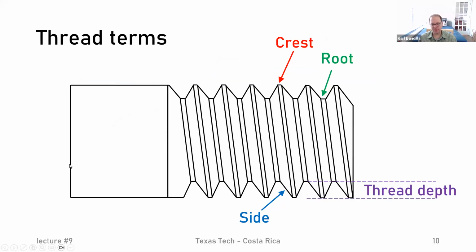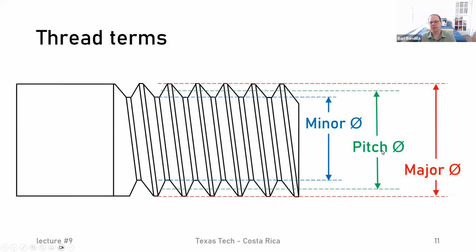Now let's get to some of the technical terms that we have. So we have the top of the thread, we call it crest. The bottom, we call the root. The slanted surfaces that we see, we call the sides. And then the difference between the crest and the root, we call the thread depth. And some more, and these are the more important ones. The outside diameter, so from crest to crest, we call the major diameter. From root to root, we call the minor diameter. And then halfway between, we have what we call the pitch diameter.